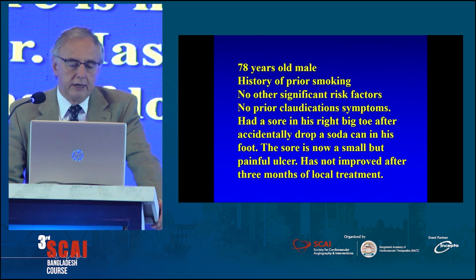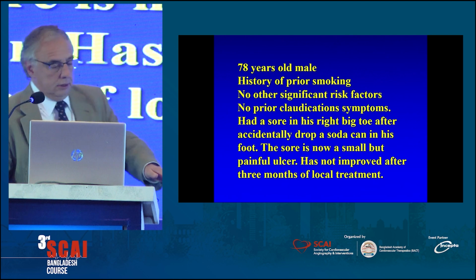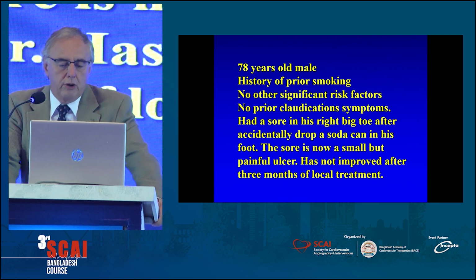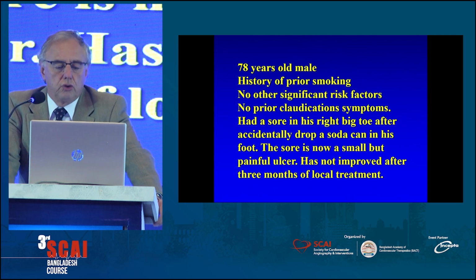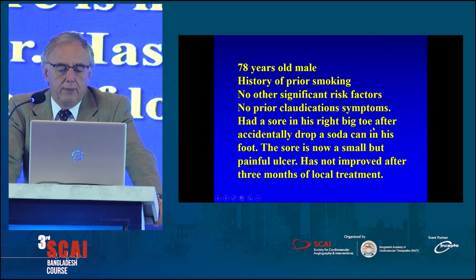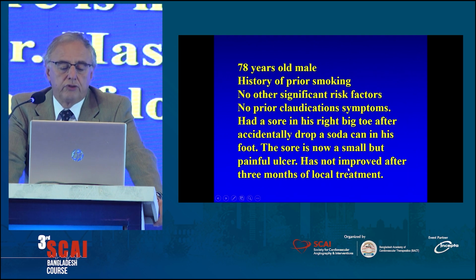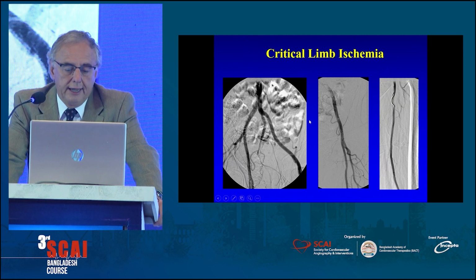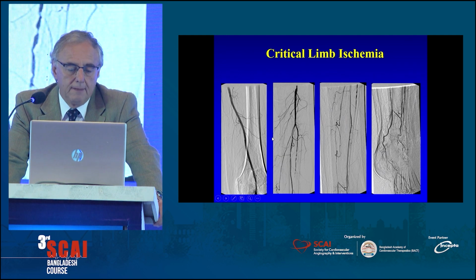Next, a 78-year-old male, history of smoking, no other significant risk factor, no prior claudication symptoms, had a sore in the right big toe after accidentally dropping a can of Coke, and after that it became a small, painful ulcer, with no improvement after 3 months of local treatment. And this one, you see again, normal arteries, SFA, popliteal, and everything is okay.